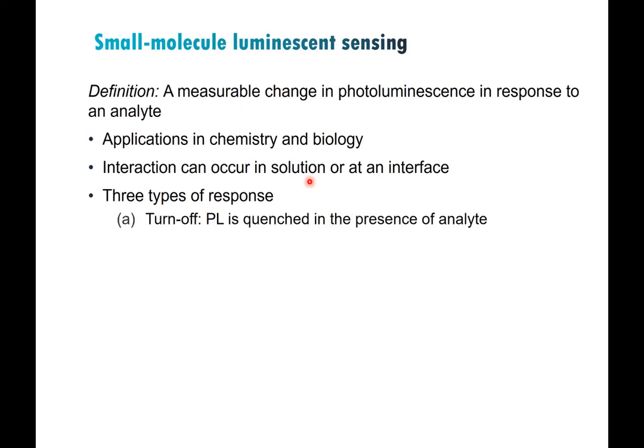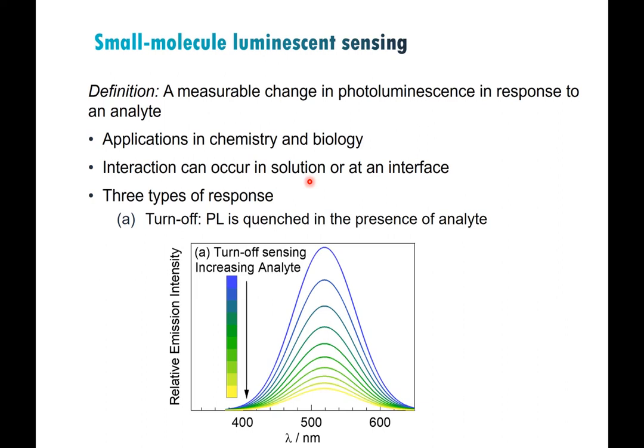So the first of these is a turn-off response. This is when the photoluminescence is quenched in the presence of an analyte, meaning that the intensity or the quantum yield of your photoluminescence is reduced as the analyte concentration increases. So this is sort of an idealized spectral profile of what it looks like. In this color scale, blue is when you don't have any analyte present, yellow is when there's higher concentration, and so as you progress to higher concentration in a turn-off sensor, you would see the relative emission intensity decrease. All right, and so that's going to be the response for turn-off sensing.